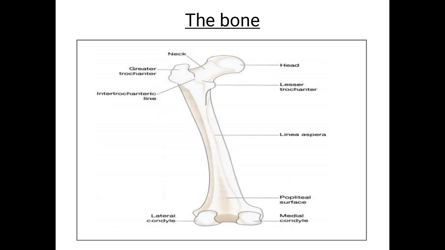Okay, and we have a diagram of a long bone. Parts of the long bone, to be specific, this is a femur. We have the neck of the femur, the greater trochanter, the intertrochanteric line, the lateral condyle, the medial condyle, the popliteal surface, the linea aspera, the lesser trochanter, and the head of the femur. So these are parts of the long bone, or parts of the femur.